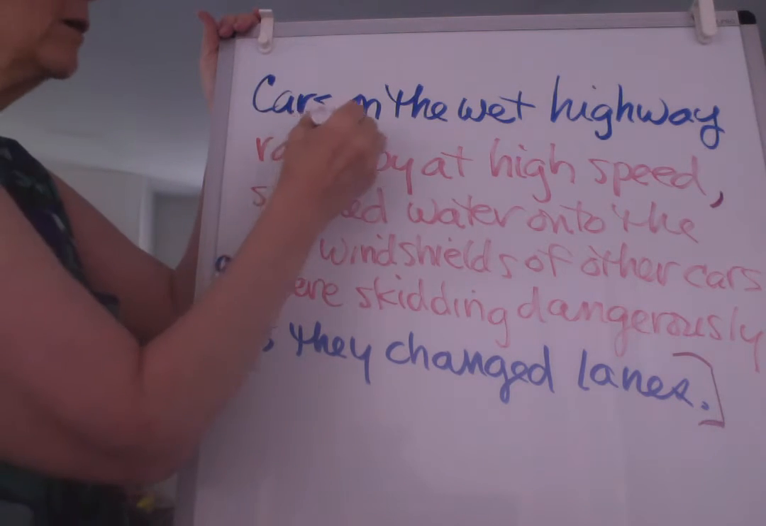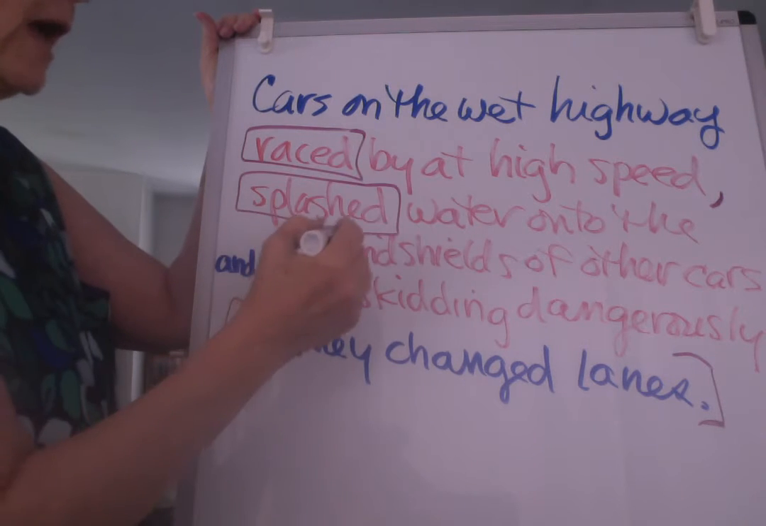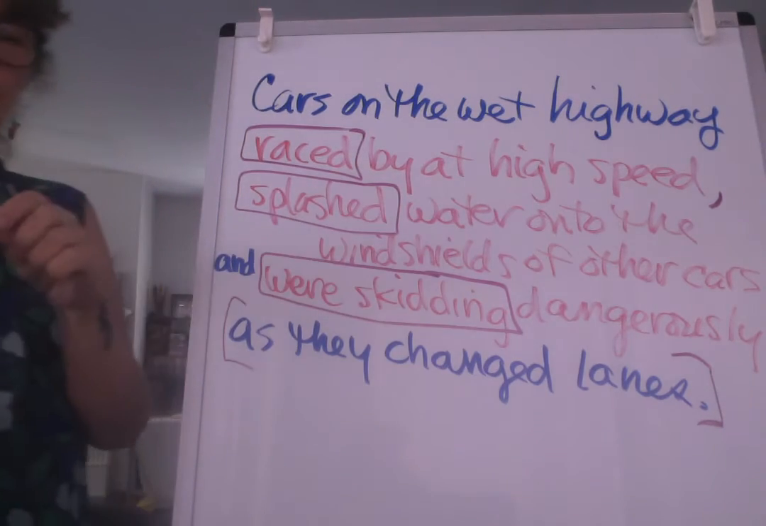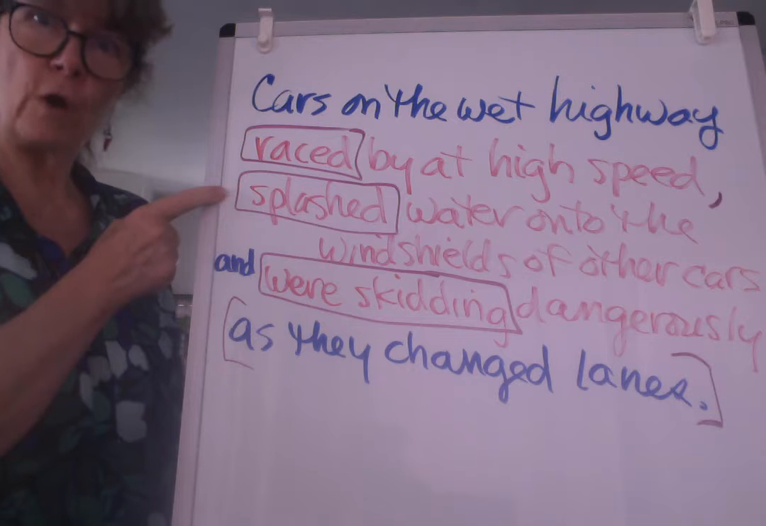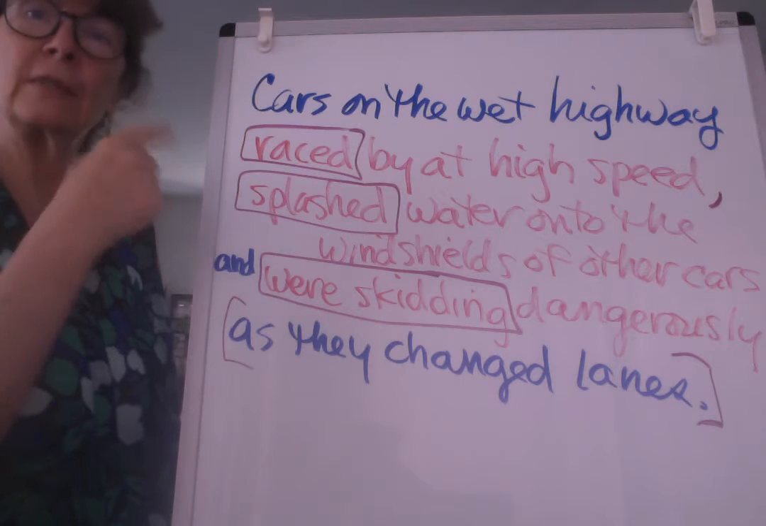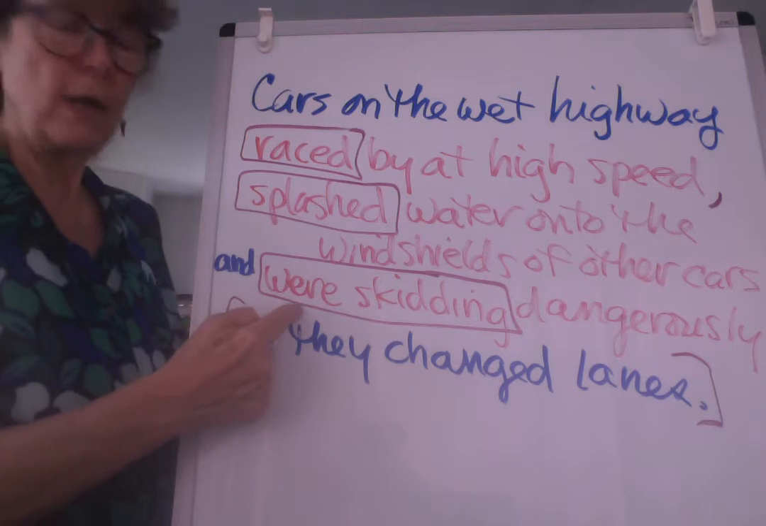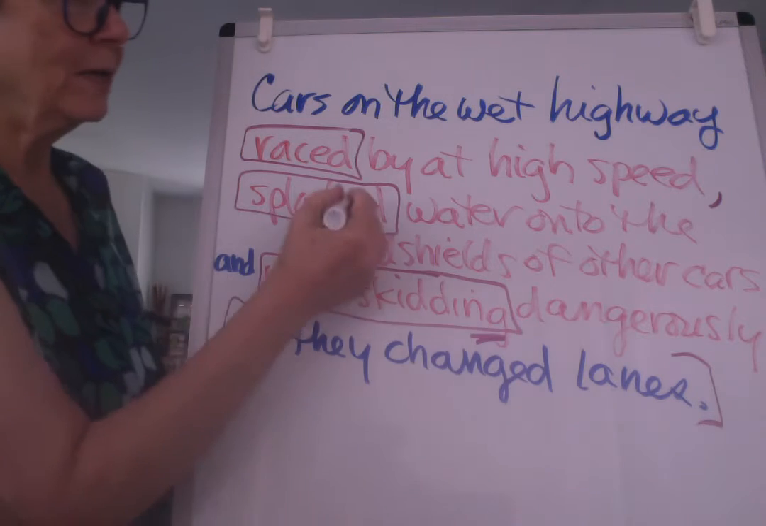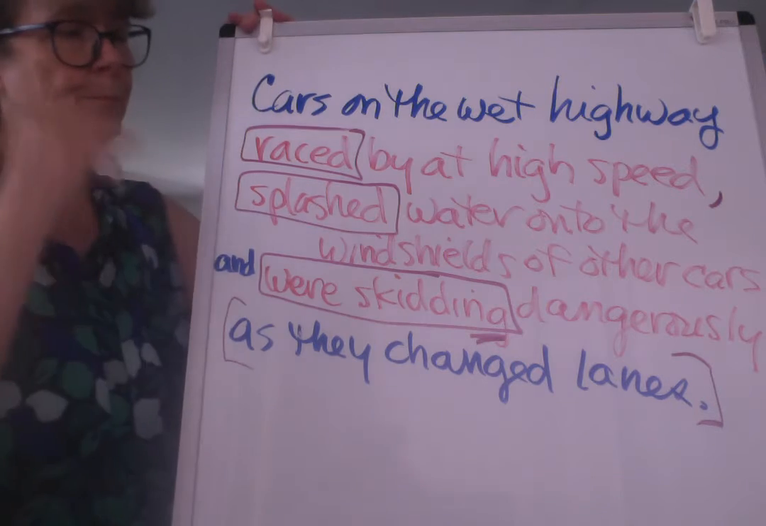So what we're looking at here is this verb at the beginning. Raced, splashed, and were skidding dangerously. Raced, splashed, and were skidding. Well, these are both the same form of verb. They both have ed. No helping verb, right? No other verb. They're single words, not phrases. This is a verb phrase, more than one word. It has a helping verb, an auxiliary verb, and it's got ing at the end. These have ed, and that has ing. So we need to make them all the same.